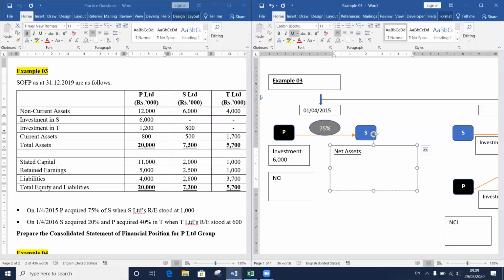Or in other terms, equity components. Net assets, yes, assets minus liabilities, right?